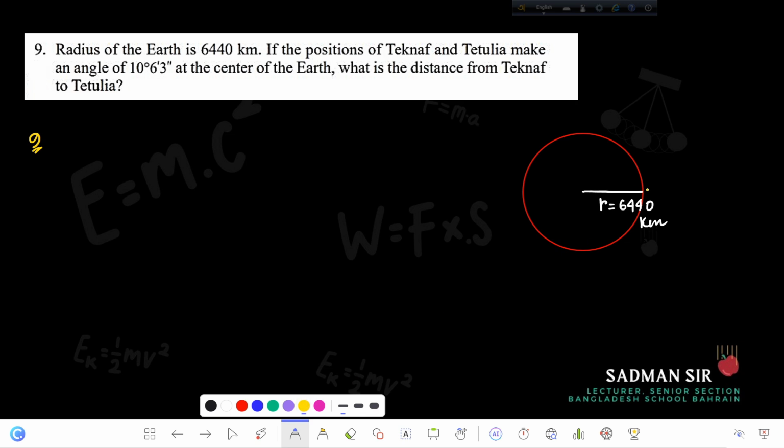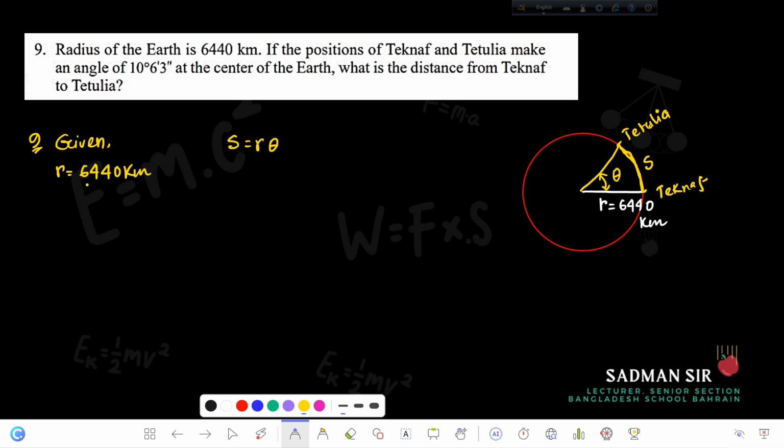Okay, so let us say this is Teknaf and this point is Tetulia. Okay, and they are forming a certain angle at the center. Let's consider that one as theta. It is given. Now they are asking what is the distance from Teknaf to Tetulia. Okay, so this distance we have to find out, that is the length of the arc, right? So we know that s is equal to r theta, but let us list out the given information first. Here r is equal to 6440 kilometer.